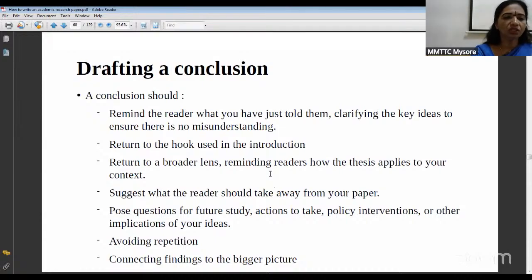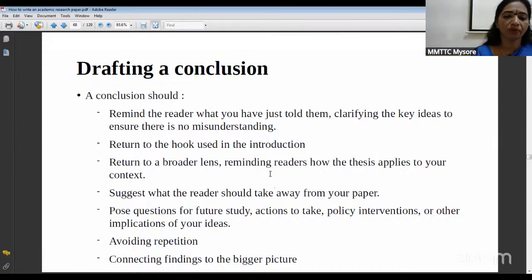A conclusion should remind the reader what you have just told them, clarifying the key ideas to ensure there is no misunderstanding. Return to the hook used in the introduction. You address that hook and see whether you have answered it. Return to a broader lens, reminding readers how the thesis applies to your context, and suggest what the reader should take away from your paper, and pose questions for future research.